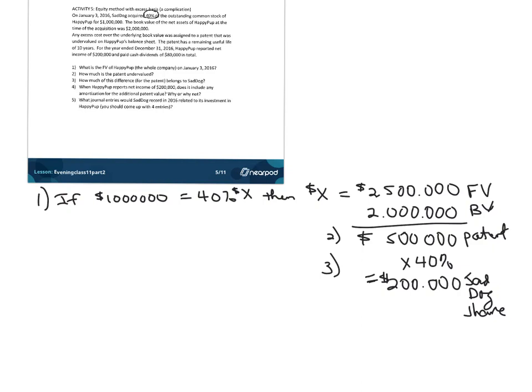They are not including any amortization, because the $500,000 is not in their general ledger. Okay, it's not recorded anywhere.